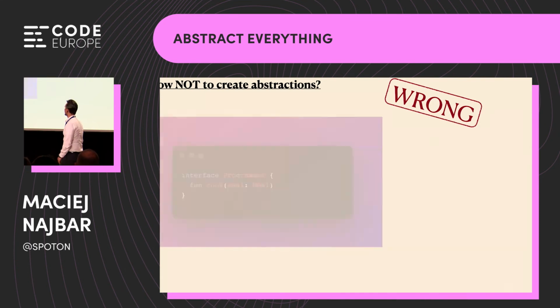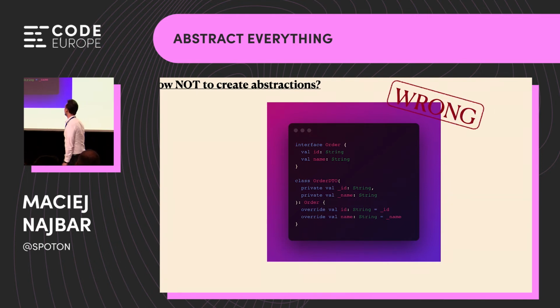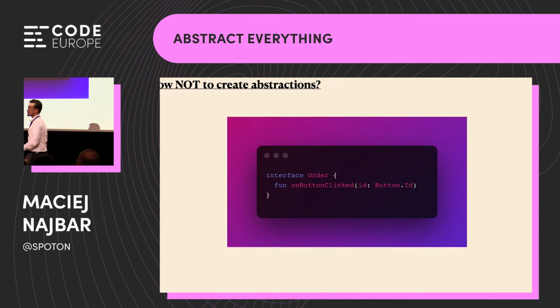Wrong. The DTO that has its own interface. Is that a good abstraction? What do you think? No? Yeah, and you're wrong. And you're right. It's wrong. So maybe that. An interface that accepts other interfaces' DTOs. Is that a good abstraction? What do you think? Because you're spooky.